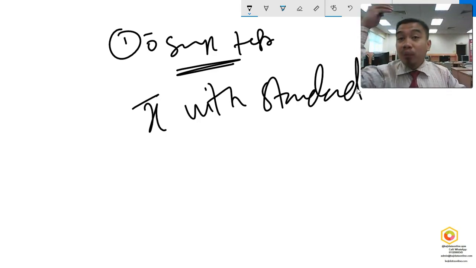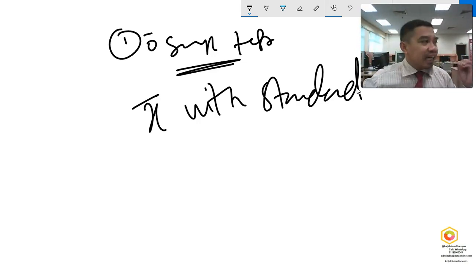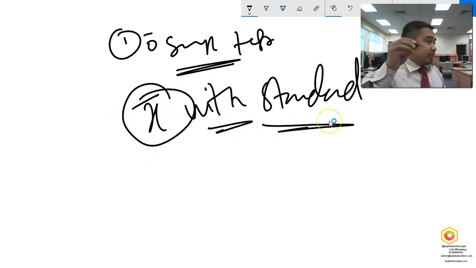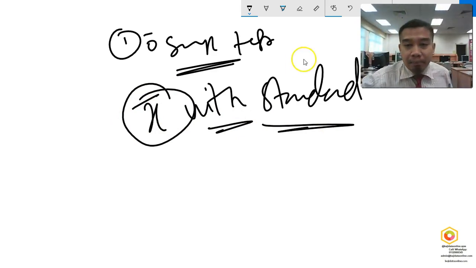Faham? We want to test a mean of population with a standard. Again, a mean of population, this one, a mean of population with a standard. Okay, this is the first idea about one sample T-test.